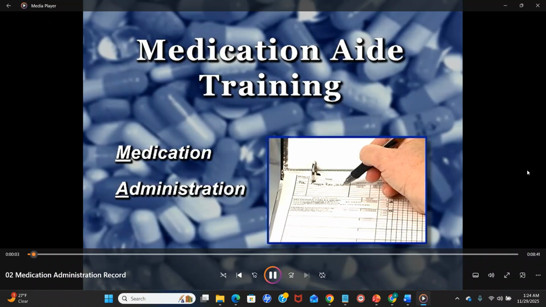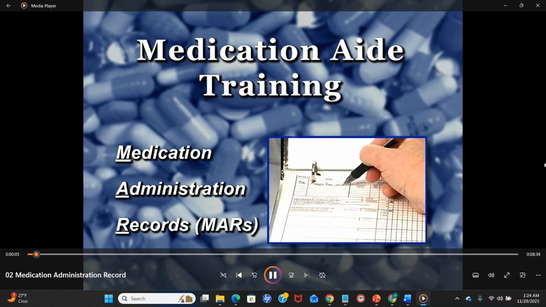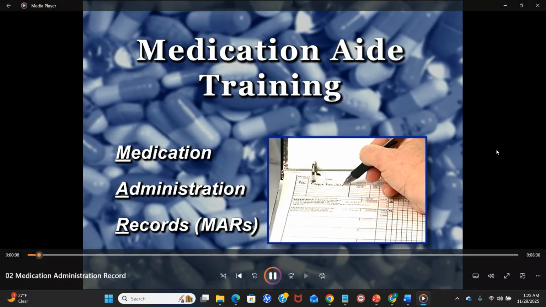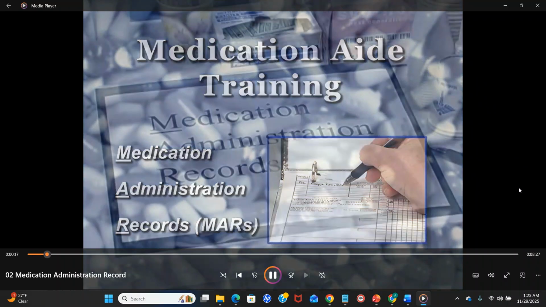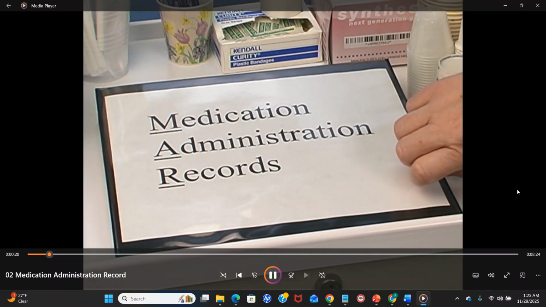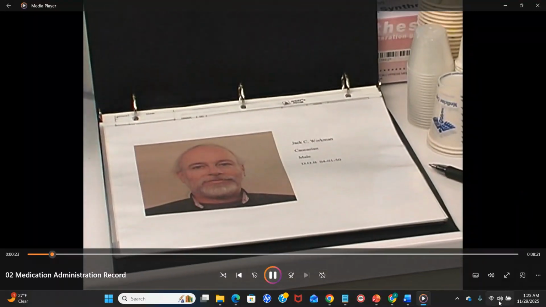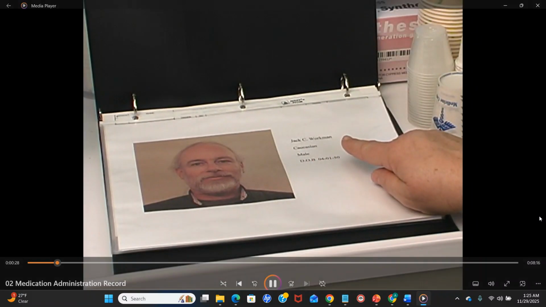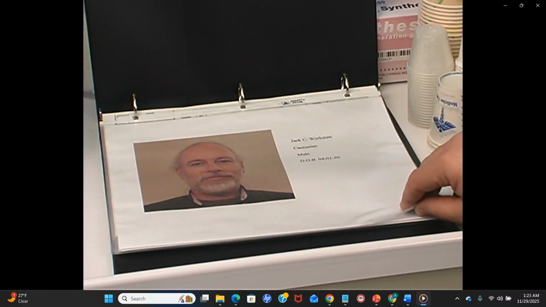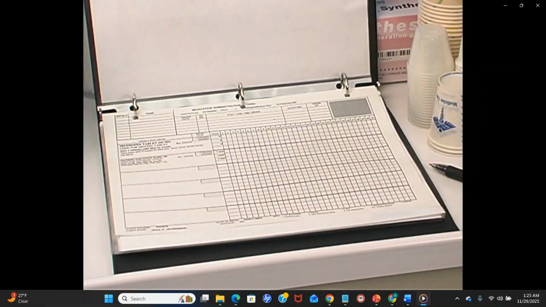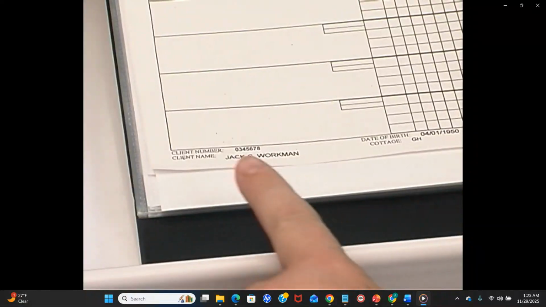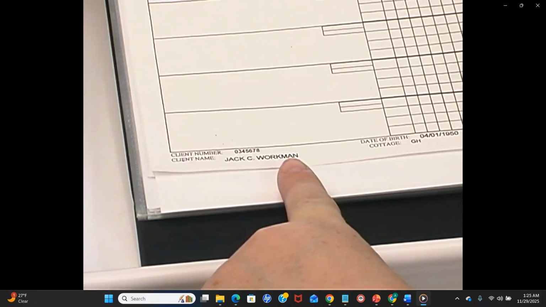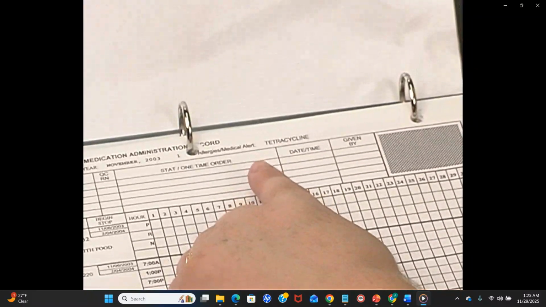The Medication Administration Record, or MAR, holds the instructions for medication administration for all your clients. You must always refer to these records when giving medications. Never give medications from memory. If your agency uses pictures with the MAR, check the picture prior to giving the medication. Check that the picture in the MAR matches your client. At this time, you can also check for other information on the MAR, such as a client's known allergies.